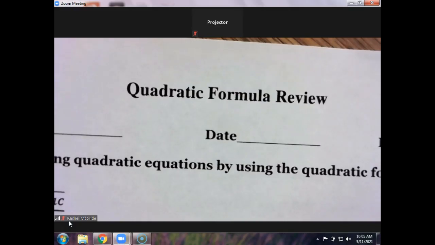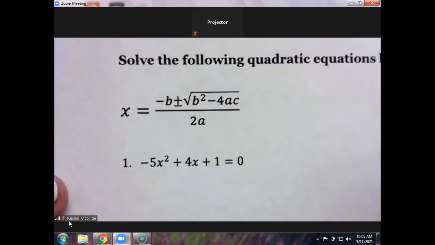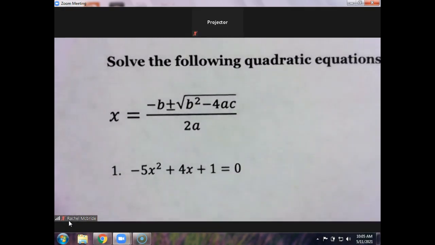Alright, so we are continuing to review the quadratic formula. There are several things you need to know in order to be successful. One of the very first things you need to know is, what is the quadratic formula? The quadratic formula is negative b plus or minus the square root of b squared minus 4ac, all over 2a. I will not be giving you the quadratic formula on your quiz.